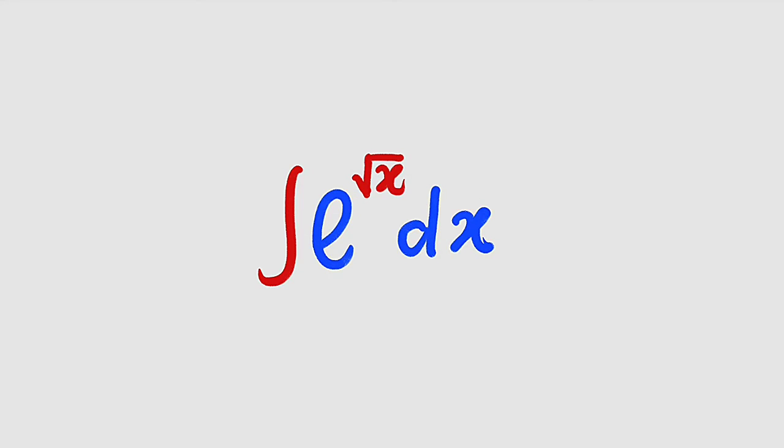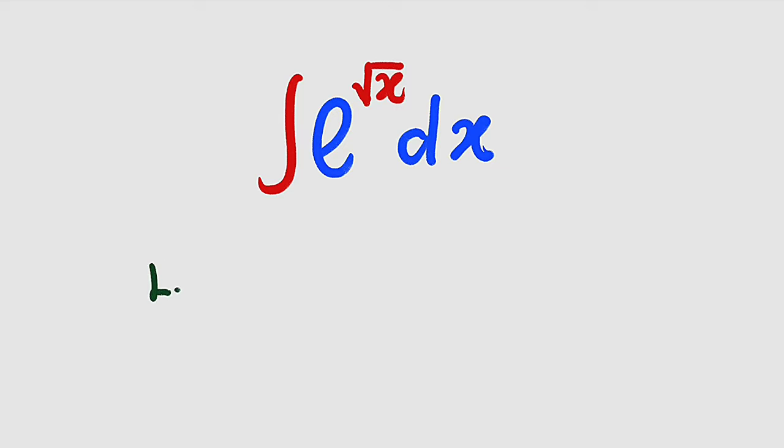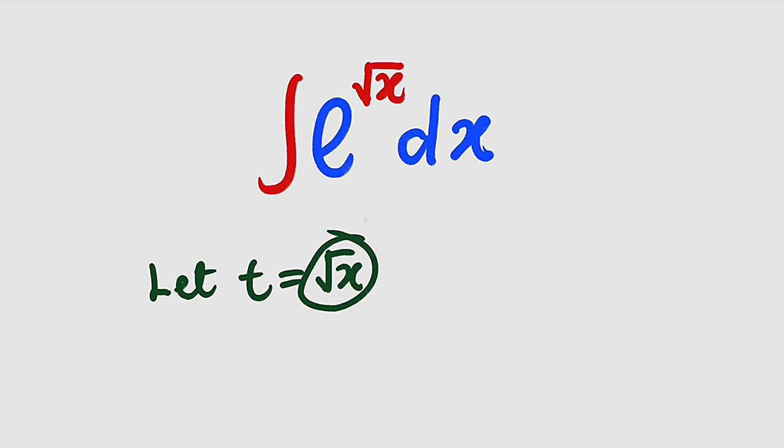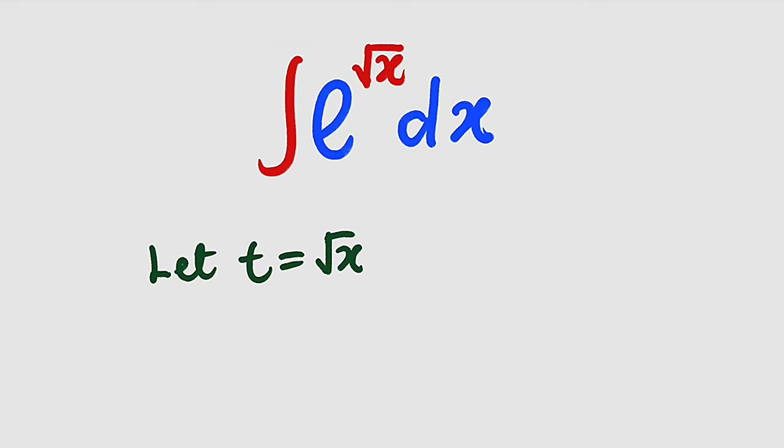Hello, good day viewers. In this tutorial we are going to integrate the function e to the square root of x with respect to x. Alright, let's get started. I would like to use substitution. Let t be equal to the square root of x. So wherever we have square root of x, we are going to replace it with t.